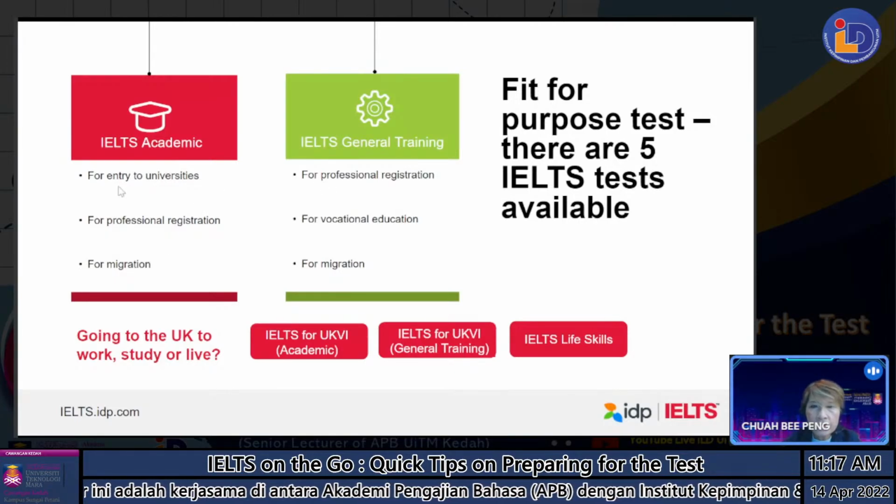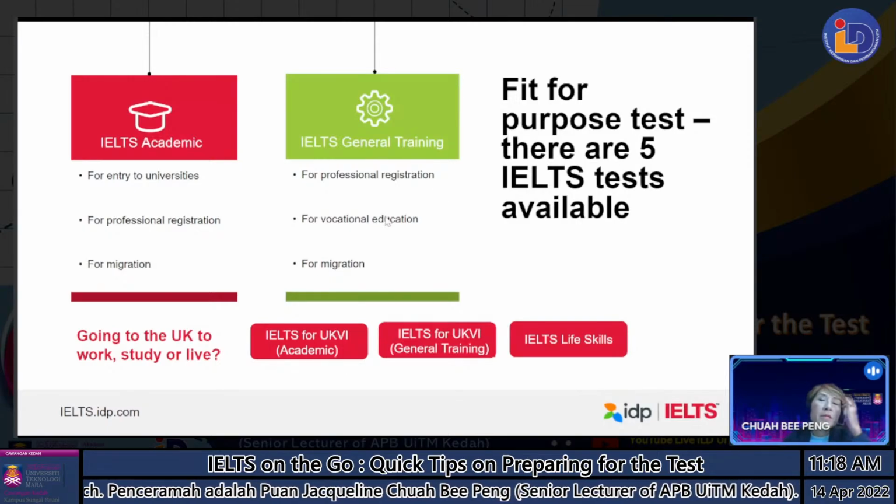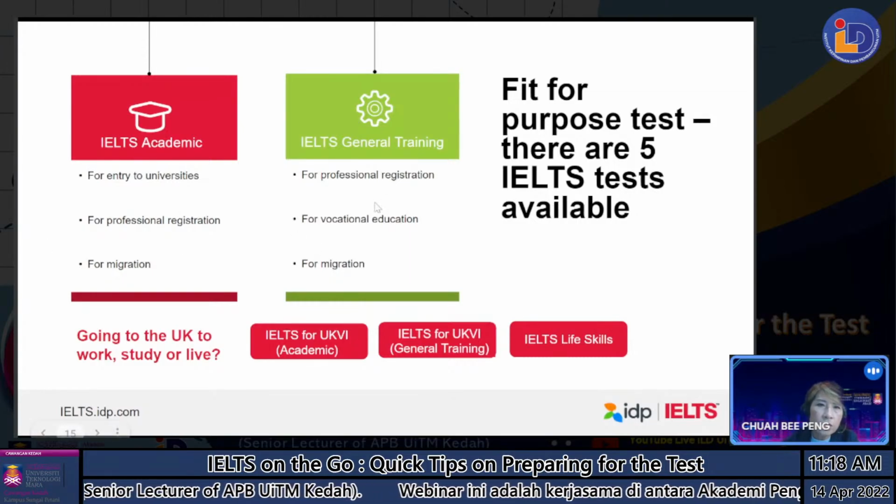For professional registration, like for medicine, and maybe for other more professional fields, you may need to do academic. But if you want to go somewhere to work, or the company requires you to do IELTS, usually it is general training. And for migration, it can be either academic or general training. So you have to confirm.